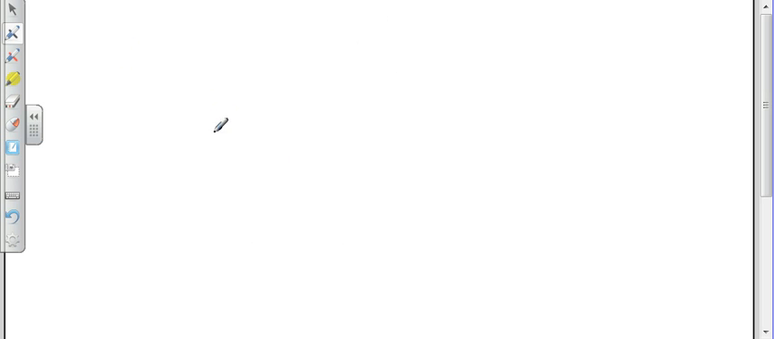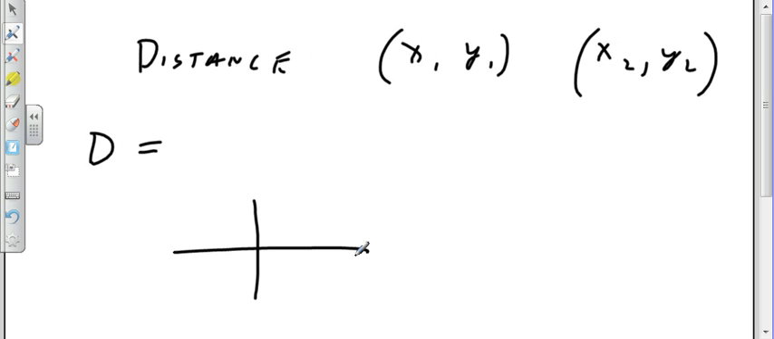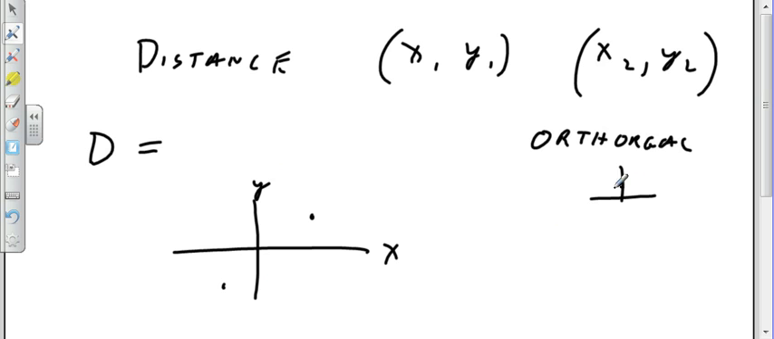The next thing we want to know is the distance between 2 points. So I've got an x1, y1, and an x2, y2, 2 different points, and I want to find the distance between those points. Well, because these are sitting on an xy plane, the x's and the y's are orthogonal, O-R-T-H, orthogonal, meaning they're at right angles with each other.